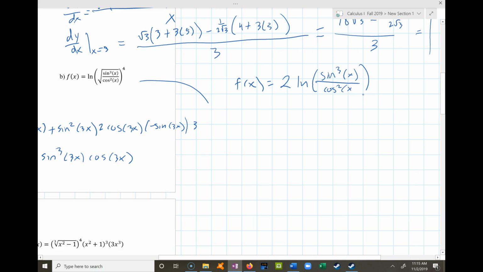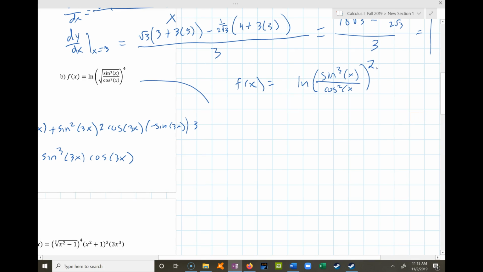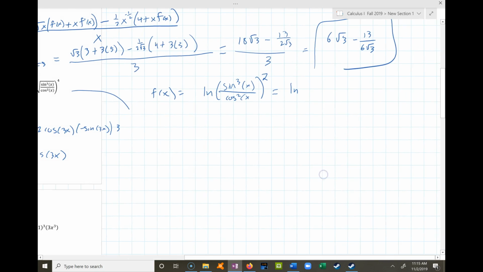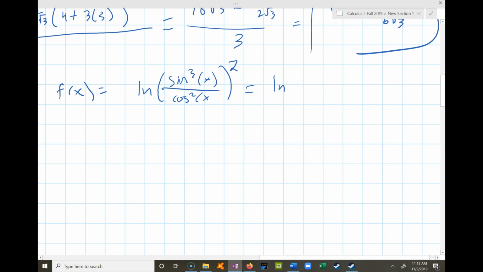And if those two powers are the same, I might pull them out, but since they're different, I think I'll just leave them. Let's see, so actually, let me think about this. So this is actually going to be squared now because the 4th square root to the 4th power is squared. So I could rewrite this as the natural log of, yeah, no, there's not a clean way to write it. So anyway, I'll just write this as 2 ln of sine cubed x over cosine squared x. Okay? Now I'm ready to take the derivative.